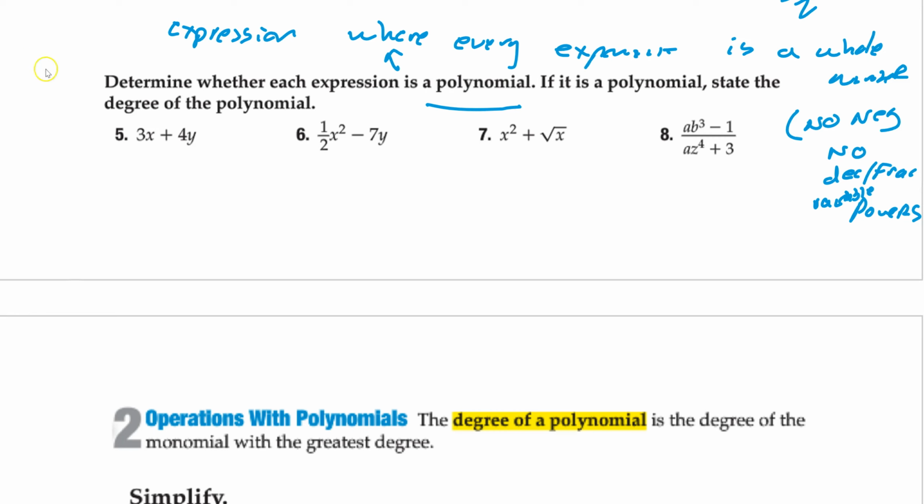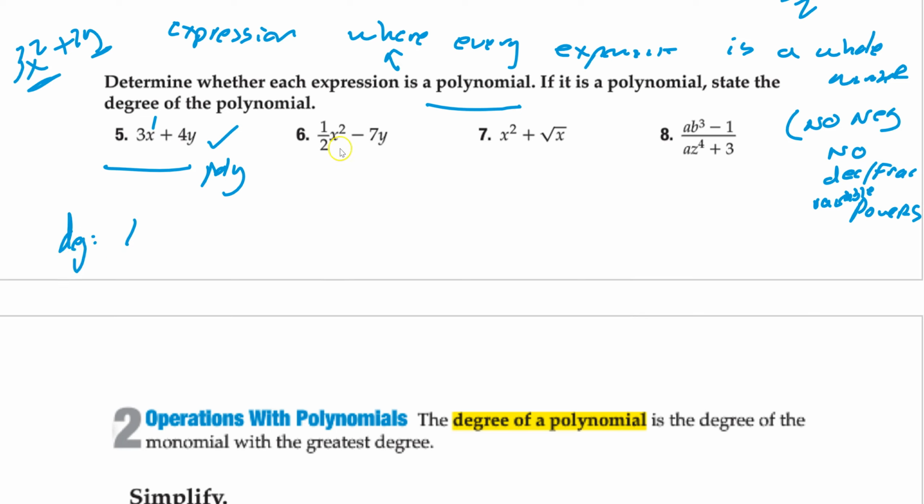A polynomial is something like 3x squared plus 2y. No negative powers, no fraction powers, no decimal powers, just nice powers. Now again, all I really care about is the variable. The numbers can be anything they want, but the variable is what I care about. Like this first one, yeah, that's a polynomial. They want the degree. The degree is just the highest power. The highest power I see here is 1, so it's a polynomial of degree 1.